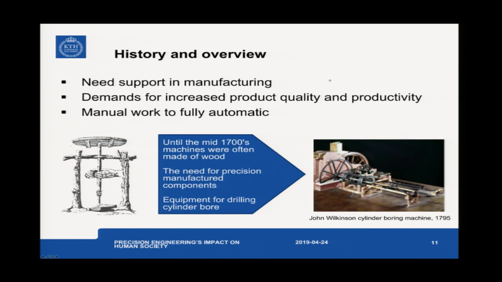And of course, here we see an example. In the middle of the 18th century, machines were often made of wood. Later on, they became made of steel, so you can have them more tightly connected with high precision. And one of the first examples was John Wilkinson's cylinder boring machine, 1795, that could drill steam engine cylinders to very high accuracy for that time. Of course, this didn't happen overnight. It was a gradual evolvement.